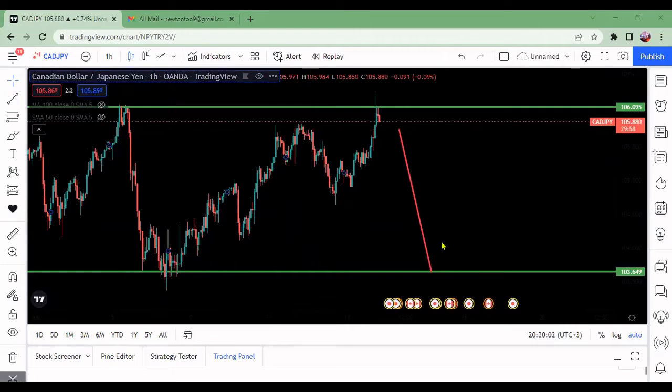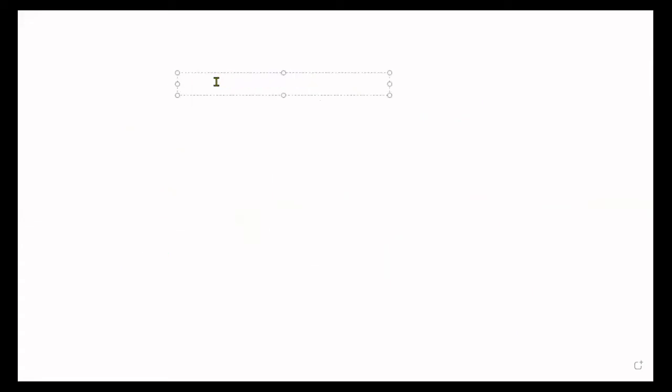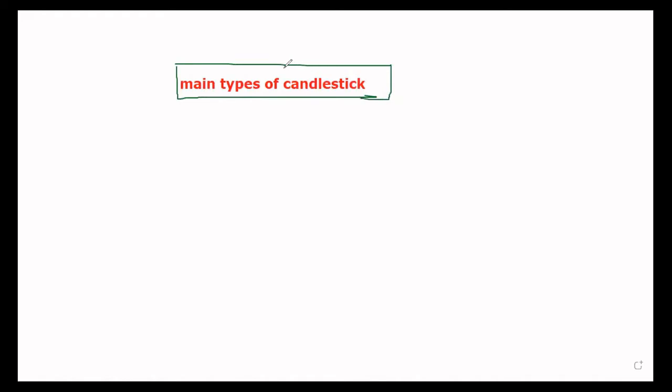So we have finished with the basics of candlesticks and how to understand them. Step 2 of the candlesticks is the types of candlesticks. We are going to dive deep into the main types. We have so many types of candlesticks, but for today we're going to focus on the main types.